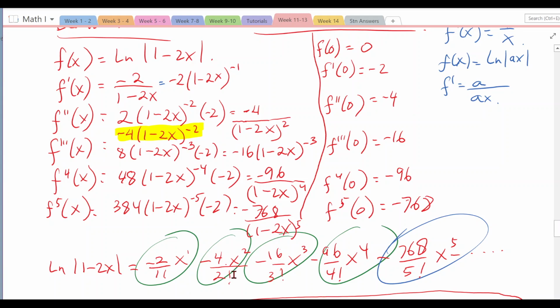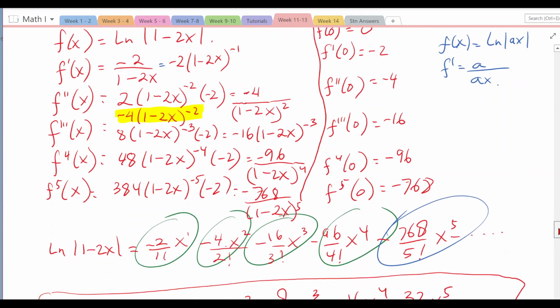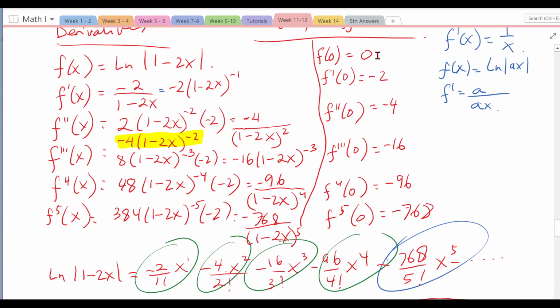Divide by 2 factorial, and then the third term is negative 16 over 3 factorial times x cubed. Then the fourth derivative: negative 96 divided by 4 factorial times x to the power of 4, and so on until the 5th, because the question was to write down the first 5 non-zero terms. The zero term here was ignored because the question only wants non-zero terms. The first one, 0 times the function, is 0, so we don't want it, so we start with this one. So this is the answer.